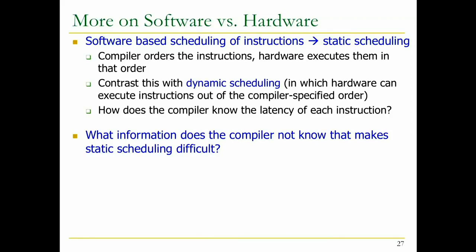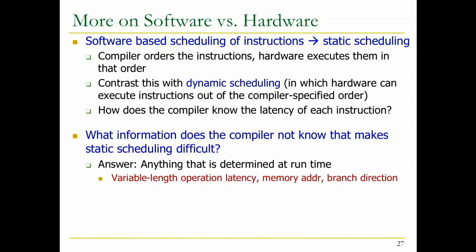Unless the compiler can analyze the values and figure out all of the necessary values, it doesn't have this information. Because this value is usually supplied at runtime, depending on, for example, the input to the program, or a file, or somebody typing something, right? Basically anything that's determined at runtime. And there are usually three pieces of information, which is variable length operation latency, which is dependent on value.